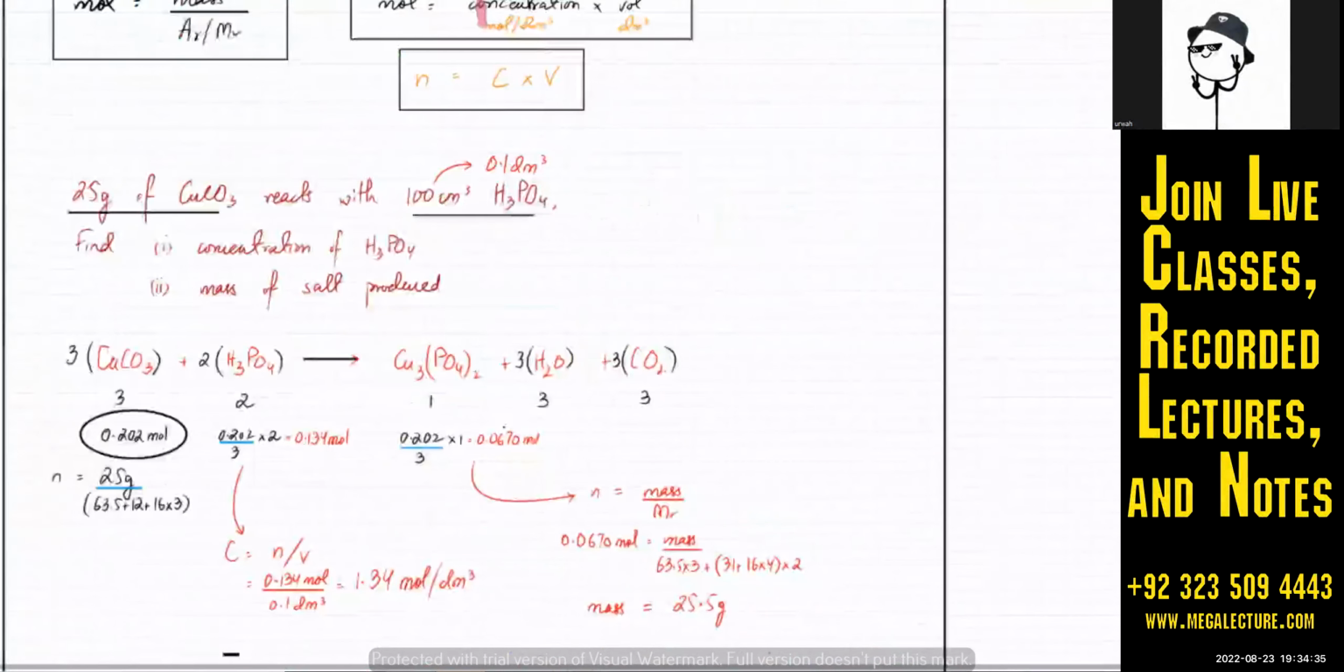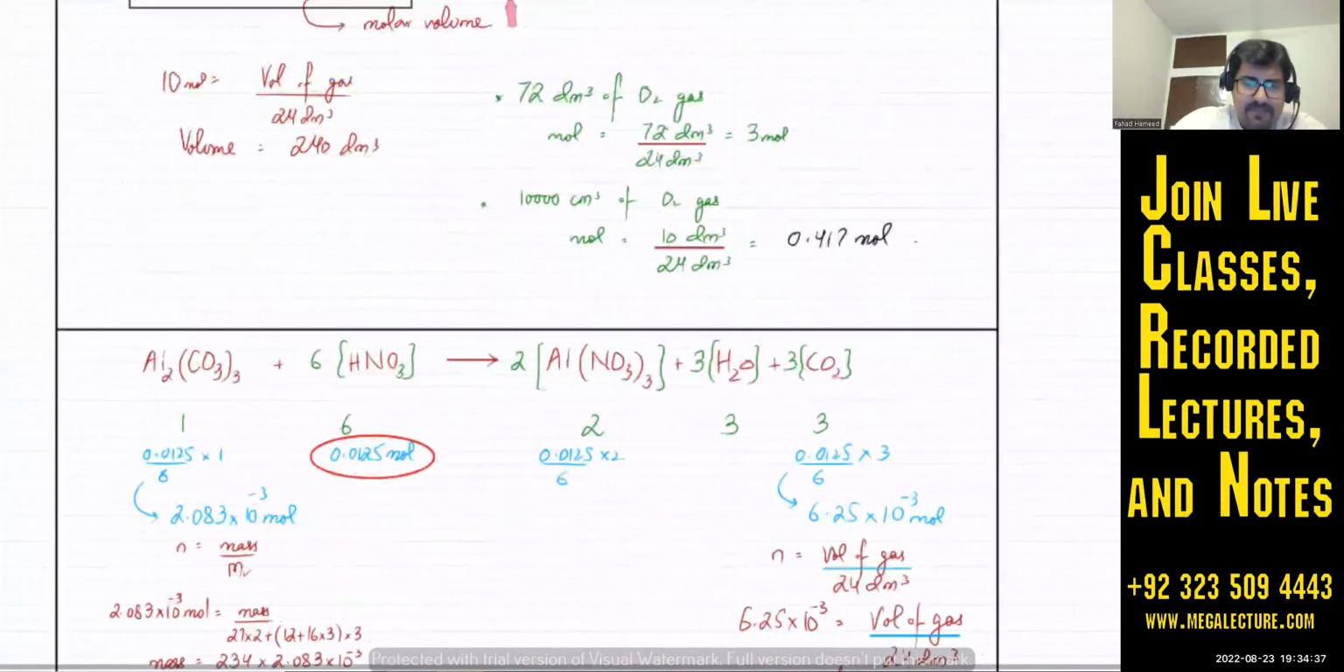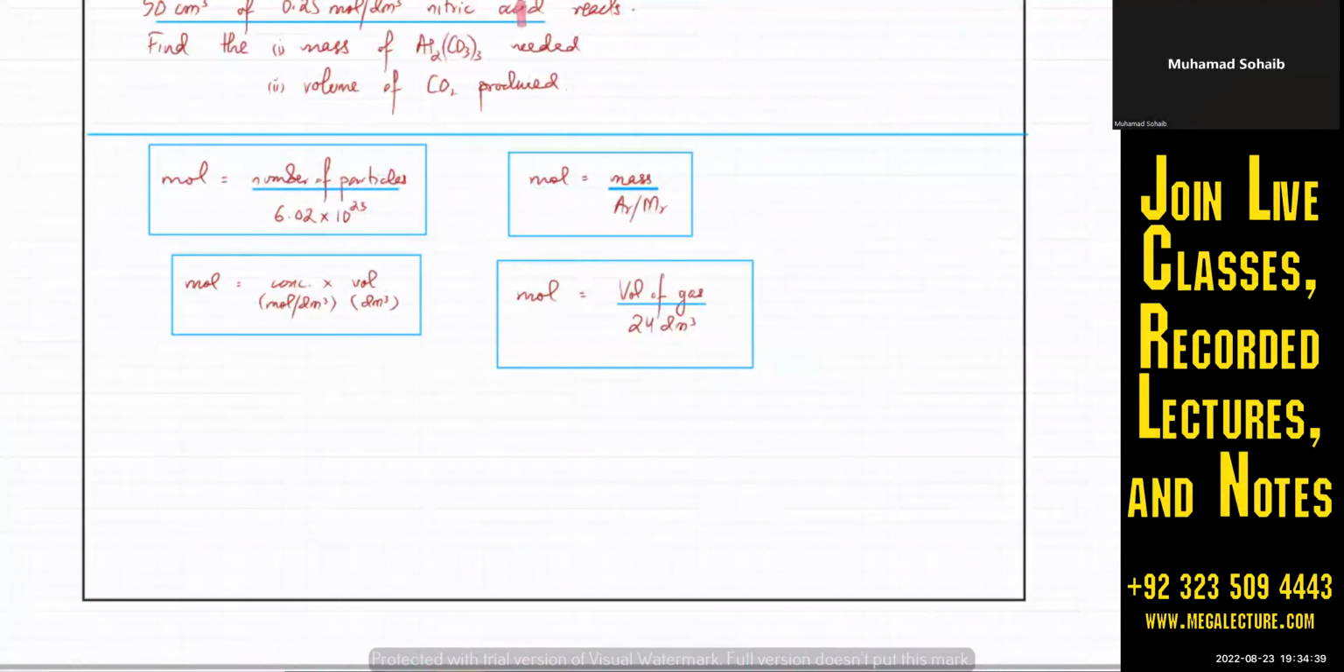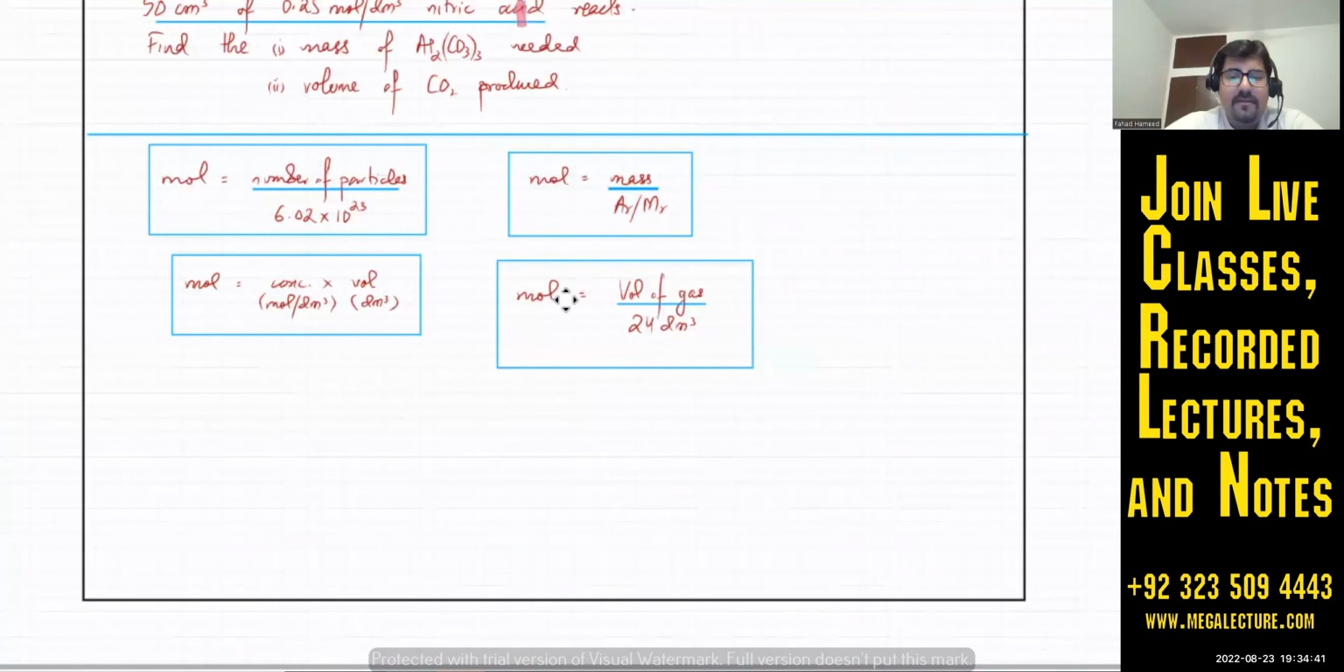24 dm cube. Mole equals volume of gas divided by 24 dm cube. It's this one, okay? Remember, this one also has volume, but that's for solutions. That's not for gases, okay? So ignore this one. When they ask you to figure out the volume of a gas, it's this one. It's not that one, okay?